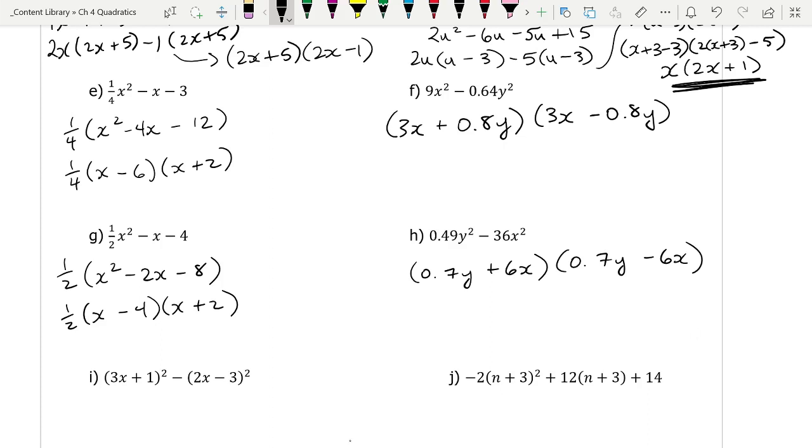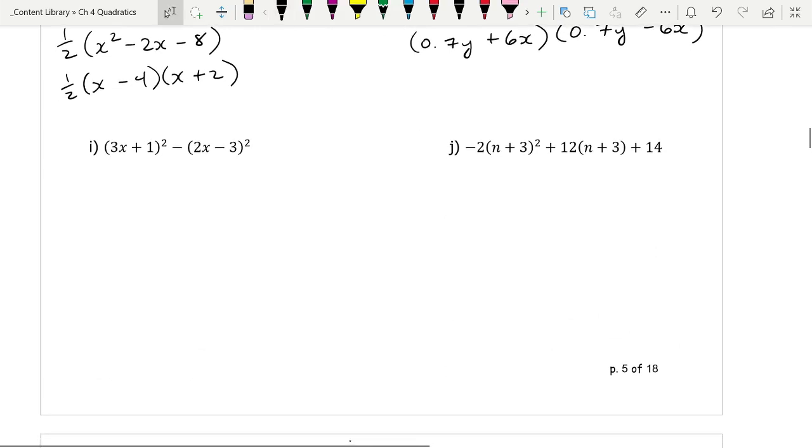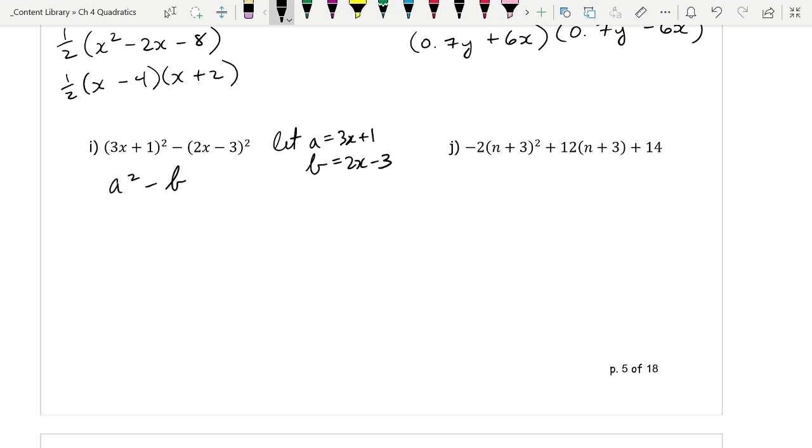And I am going to do a double substitute. I'm going to let A equal 3x plus 1, and I'm going to let B equal 2x minus 3. So this is A squared minus B squared. And that's super simple to factor. That's just a difference of squares. It's A plus B, A minus B.